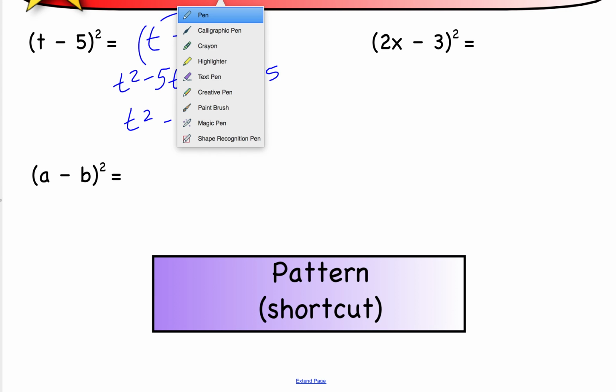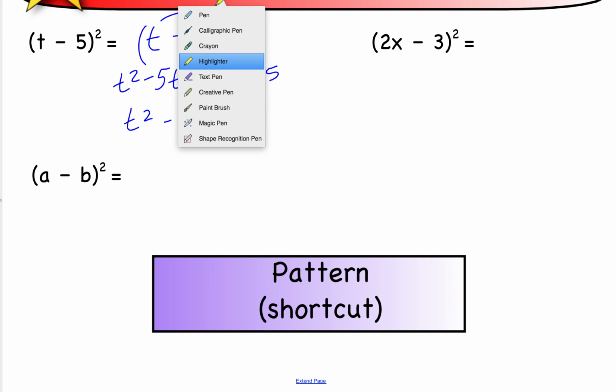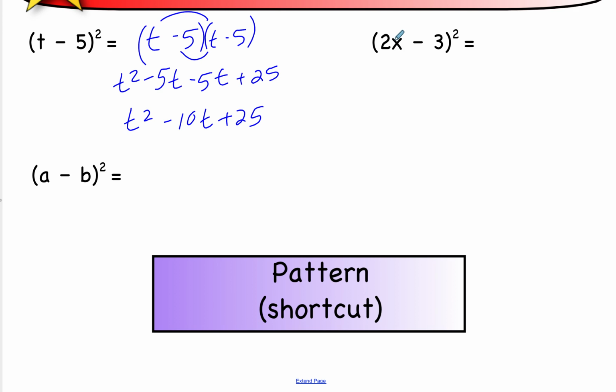Does that follow the pattern that we came up with in the last one? If we take this one and square it, we get this one. If we take this one and square it, we get the plus 25. If we multiply these two together, we get negative 5t. Double it, we get negative 10t. So the pattern holds true. So let's go ahead and use the shortcut. If we think this is going to work, let's use the shortcut to calculate the next one and see if we get it right. So on the next problem, 2x minus 3, we're going to square the first one.